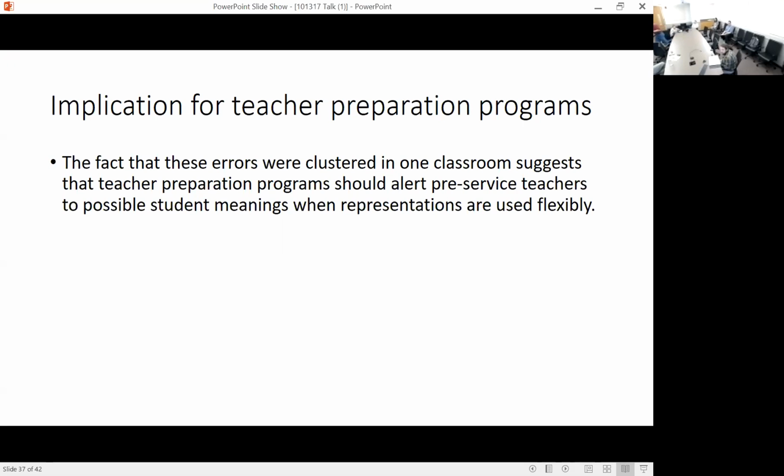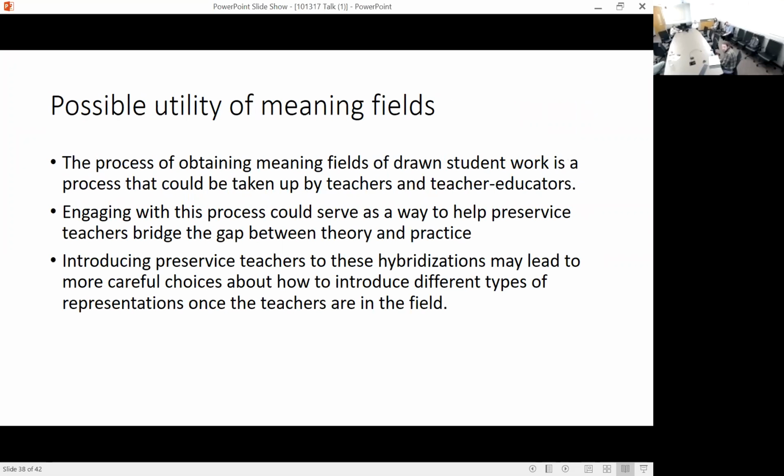Absolutely, yeah. I think that's really important, and I don't want to give the impression that I don't think flexible use is a good idea. I think it's really important and great, but maybe there's this consequence of it that hasn't really been explored. Okay, so also another thing is that pre-service teachers and teachers could draw meaning fields as a way to structure their understanding of students' work, and may introduce pre-service teachers to some of these hybridized examples as a way to problematize the use of representations. But I think that's all.